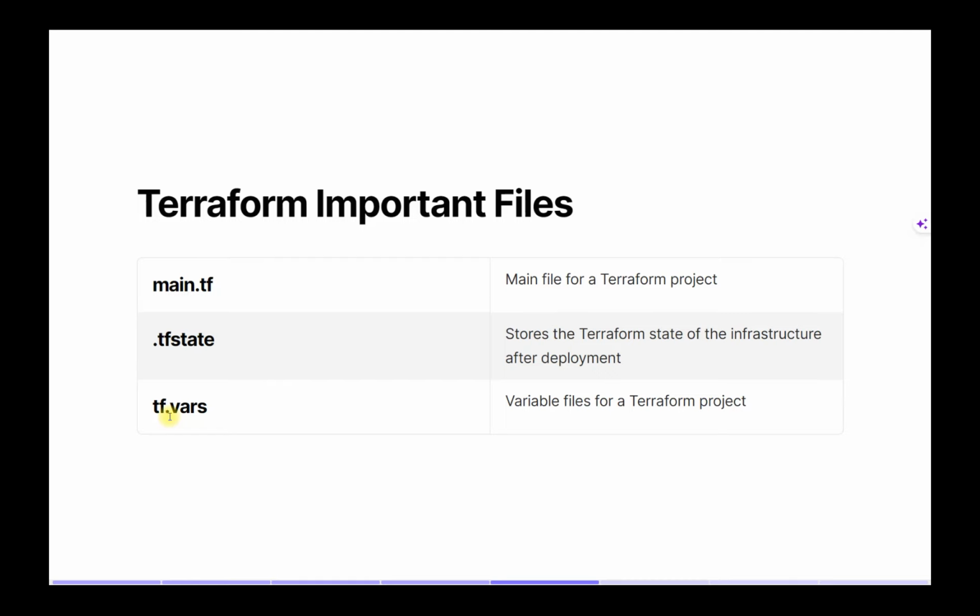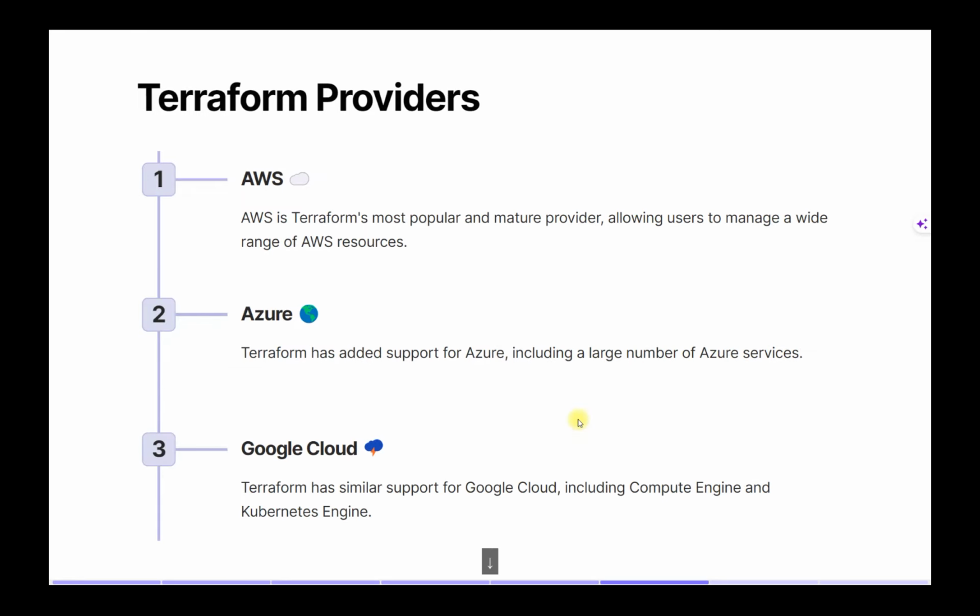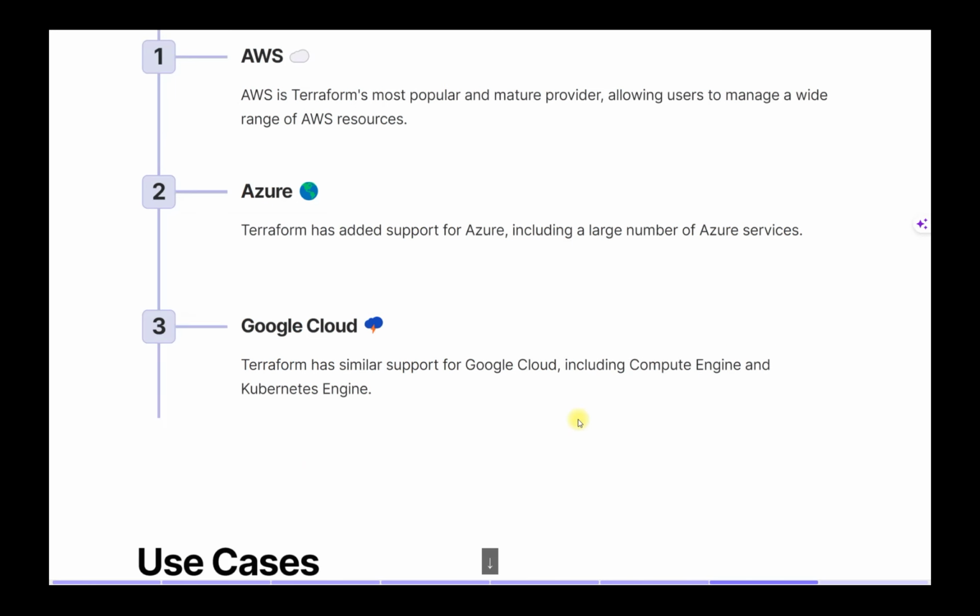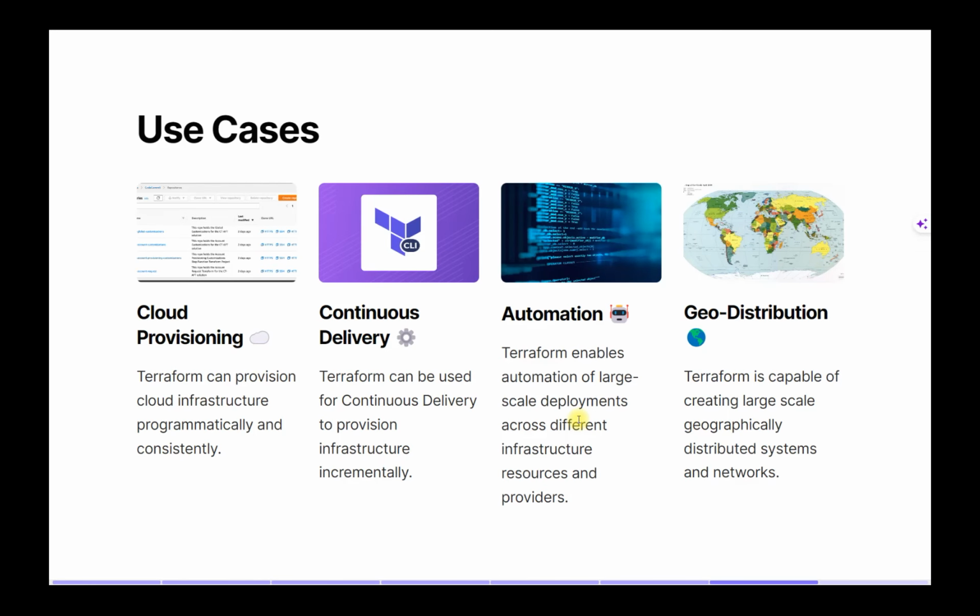Next file is the tfvars file. This is the variable file for a Terraform project, so we can define objects as variables as well. Next thing, what are the providers supported by Terraform? As I already mentioned, AWS, Azure, Google Cloud, whatever cloud you mention, Terraform supports all the cloud providers. Where can we use it actually?